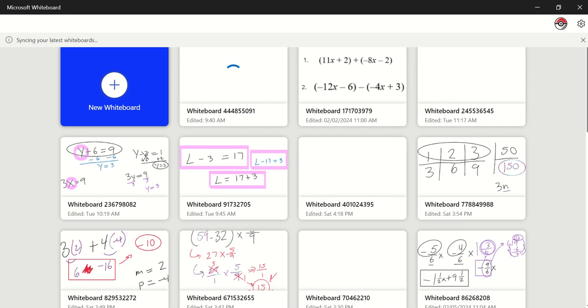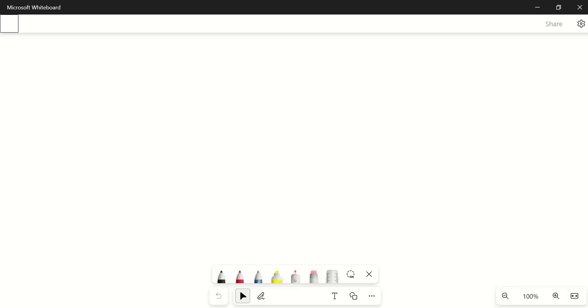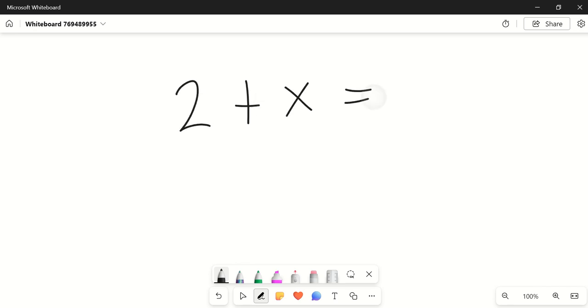Okay, who can tell me based on last lesson what that is called? When you find out what the variable equals, it is our what? It is our solution. So we are looking for the solution. We're looking for what x equals. So an example here would be 2 plus x equals 7. What does x have to equal?